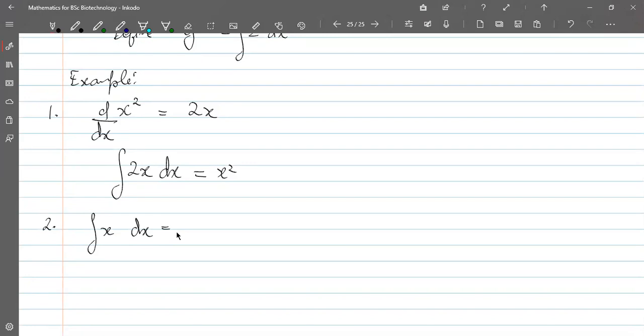But how will I compute this? Do I know a function which, when differentiated, gives x? I know that x square when differentiated gives 2x. But what we want is x, not 2x. So what can we do? Divide this by 2. If I divide this by 2, I should divide the left-hand side also by 2. So if you write divided by 2 here, here also I have to divide by 2.